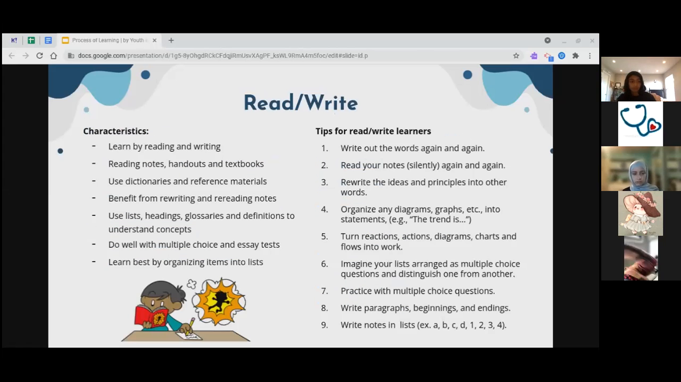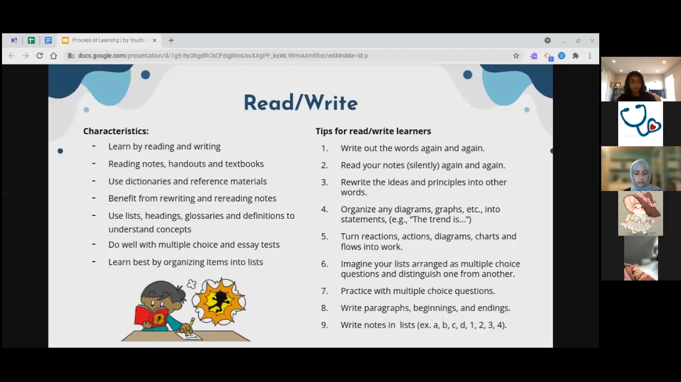Okay, so reading and writing learners are people who learn by reading and writing, which is kind of implied by the name. People who use this technique are good at reading notes, handouts, and textbooks, and they like to use dictionaries and reference materials. They can also benefit from rewriting and rereading notes.